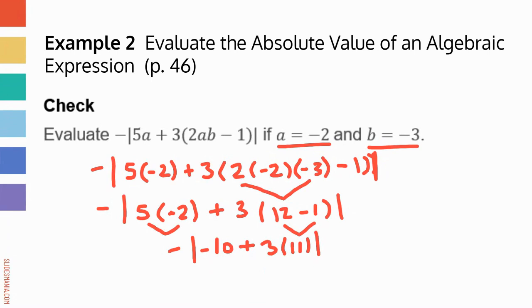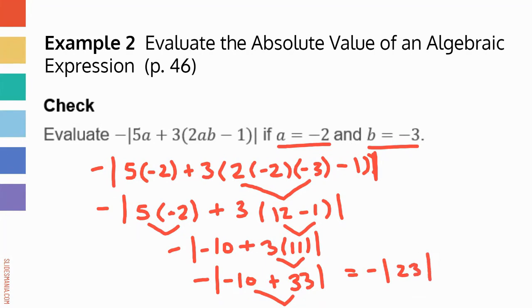Okay, next we have 3 times 11, and that's going to give us 33. And everything else is going to come down. And then we're going to do negative 10 plus 33. And that's going to be the negative absolute value of 23.